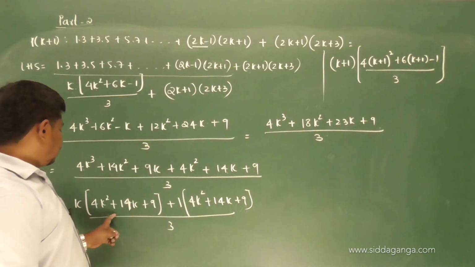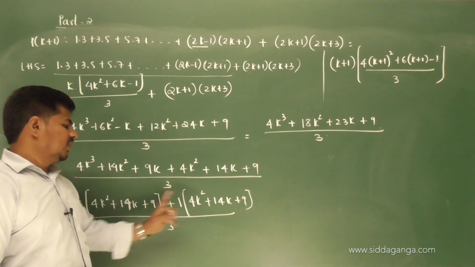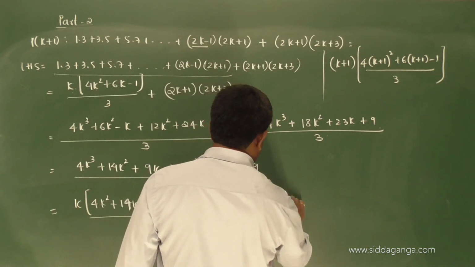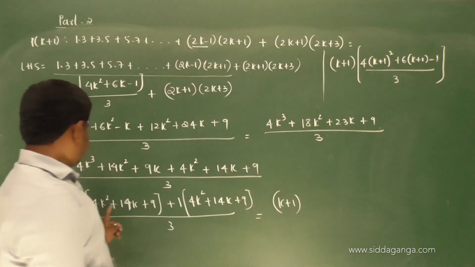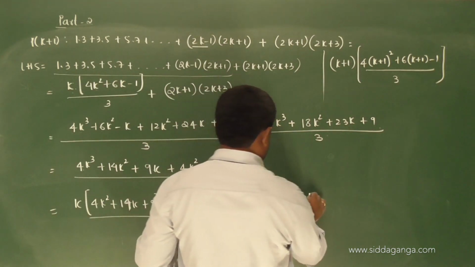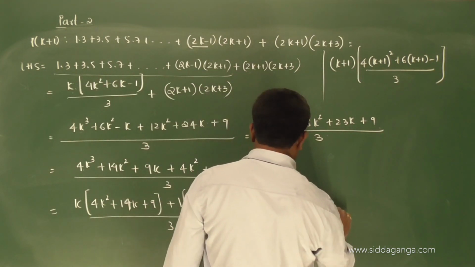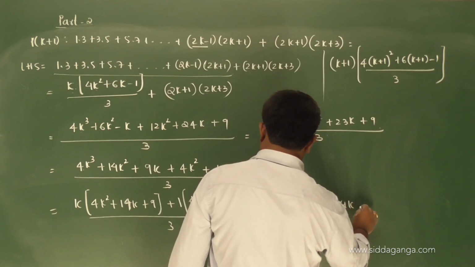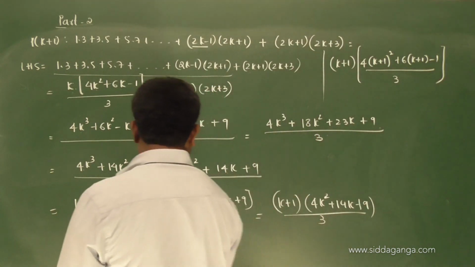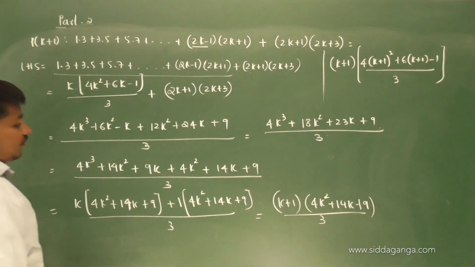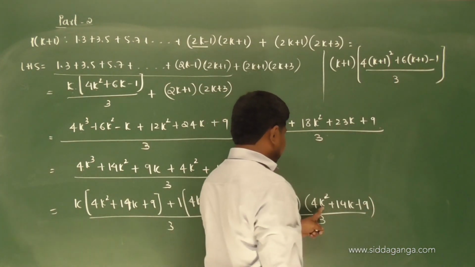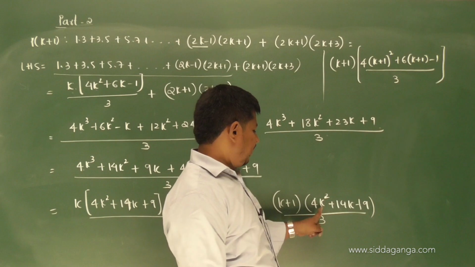So 4k square plus 14k plus 9 is common from these two terms. Let me take it outside. What do you get? k plus 1 into 4k square plus 14k plus 9 whole divided by 3. When you take this as common, you get k plus 1 remaining. Again, you don't get the answer. So here you get 4k square, no? So 4 into k plus 1 we need, right?